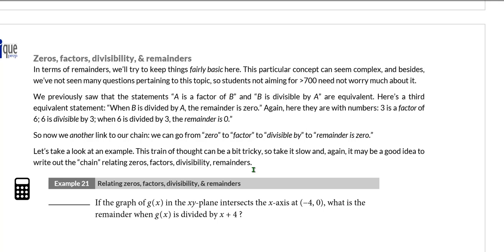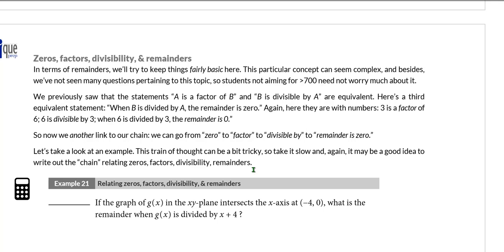So on the official released administered tests, I don't believe we've seen anything about polynomials and their remainders and the polynomial remainder theorem. Is there a chance the College Board could test this stuff? Yes, which is why if you are going for a score well into the 700s, you should know this. If you are not going for a score well into the 700s, this is probably stuff you really don't need to worry about at all.